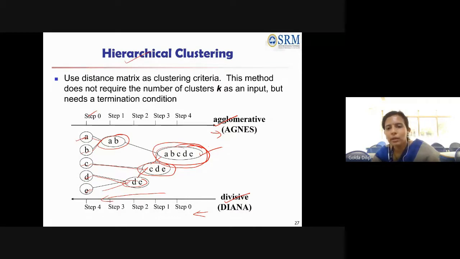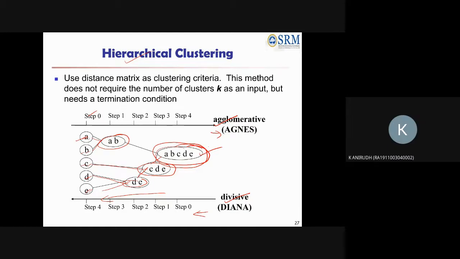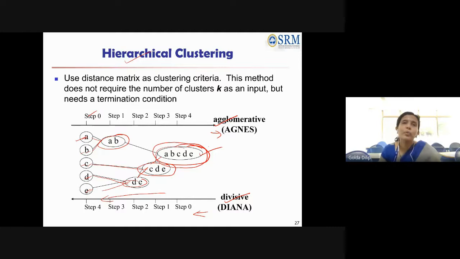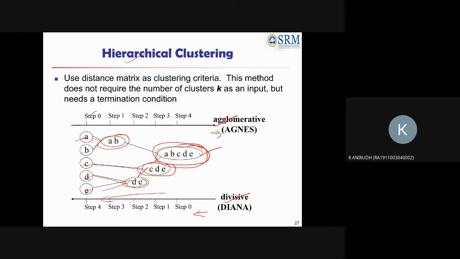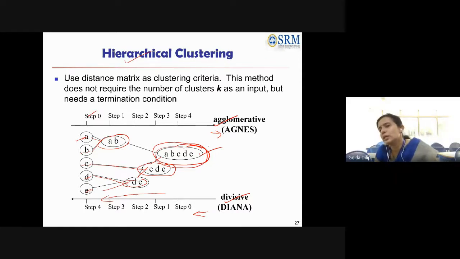Ma'am, does hierarchical clustering come under supervised or unsupervised learning? Unsupervised learning. Clustering as such comes under unsupervised learning. The entire clustering, whatever be the clustering technique, whether it is for small or larger data sets, or for spherical shapes or arbitrary shapes, or with noise or without noise, whatever it is, comes under unsupervised learning.